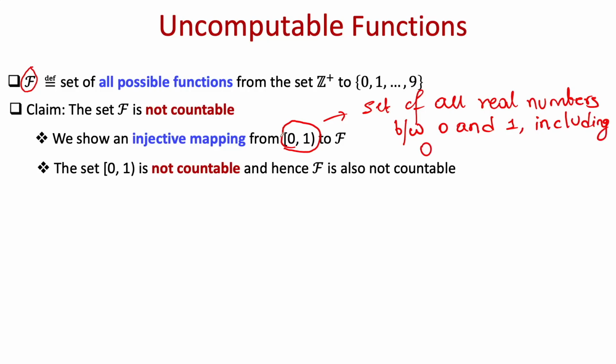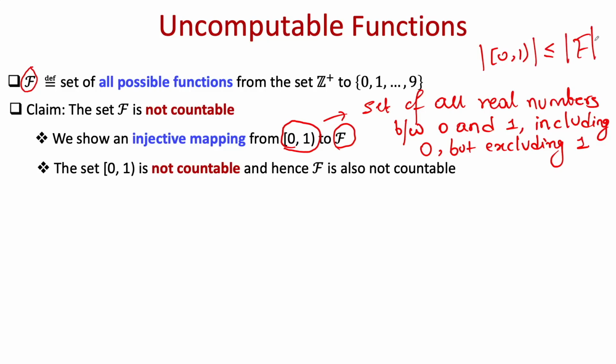That's why you have the square bracket within 0, but excluding 1. Okay. So this set is already known to be uncountable. What we will show is an injective mapping from this set to the collection calligraphic F, which will prove that the cardinality of this set of all real numbers between 0 and 1 is less than or equal to the cardinality of the set of all possible functions.